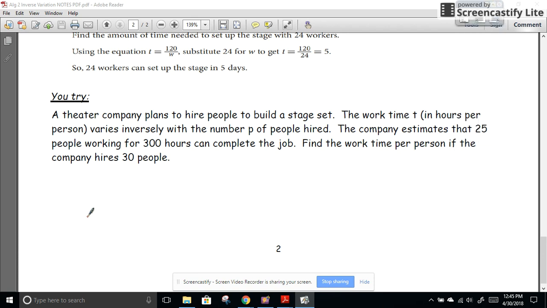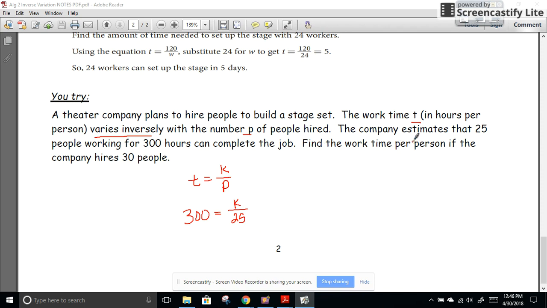Okay. All right, so a theater company plans to hire people to build a stage. The work time T varies inversely with P. So T varies inversely with P. All right, so the first thing that they do is they're going to give us information that will help me find K, my constant of variation. The company estimates that 25 people working for 300 hours. So time is the number of hours. K, I don't know yet, but P is the number of people, 25.